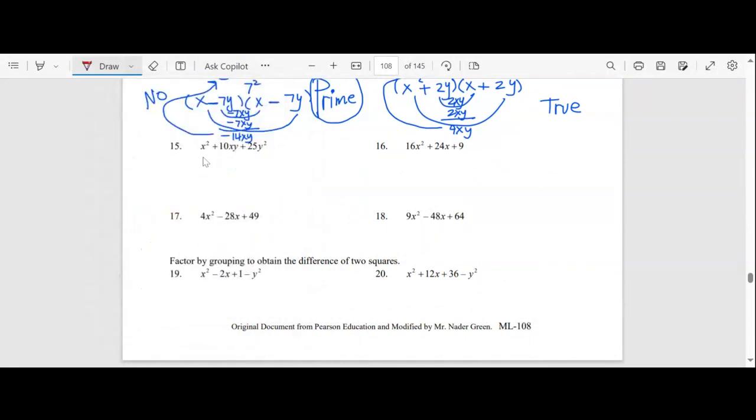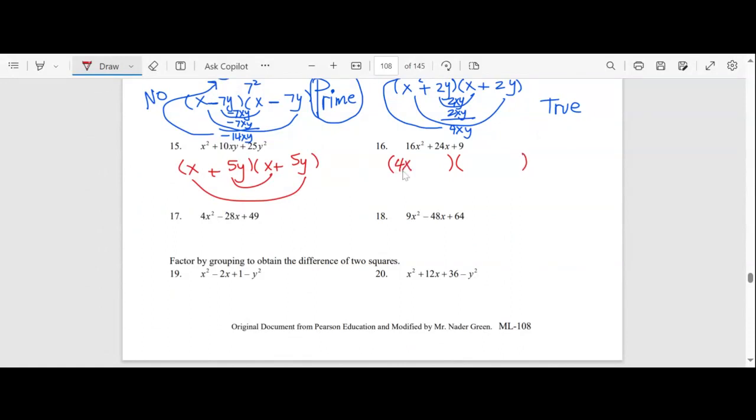I have x squared plus 10xy plus 25y squared. Okay, so how many terms here? 3. x, 5y, 5y, plus, plus. Now, if you do the happy face, you will get how much? 10xy. Next one. I have 16x squared plus 24x plus 9.